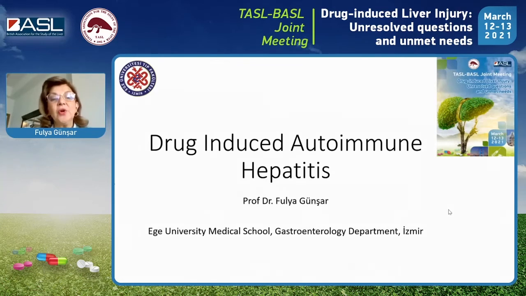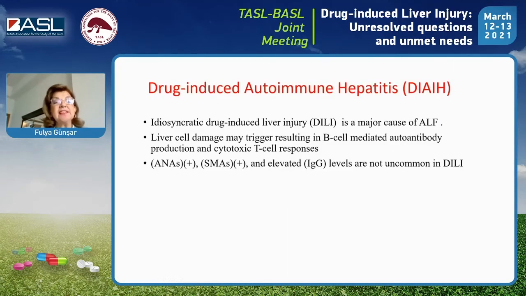Dear colleagues, my topic is drug-induced autoimmune hepatitis. As mentioned, the idiosyncratic drug-induced liver injury is a major cause of acute liver failure. Liver cell damage may trigger B-cell mediated autoantibody production and cytotoxic T-cell responses. Autoantibody positivity and elevated IgG levels are not uncommon in DILI.